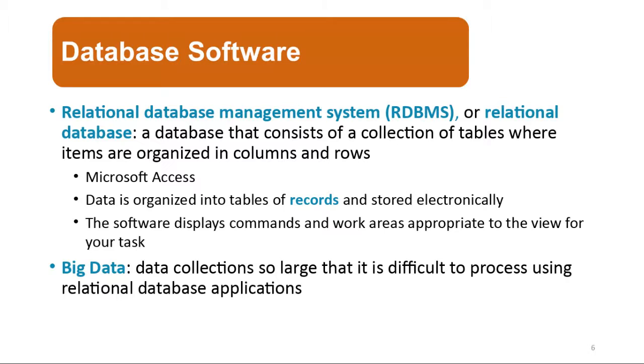Where a column intersects a row, we call that a field of information, and a row of information is considered a record. In Excel, we had worksheets. In relational databases, we're going to be working with something called tables. And so we'll go into a little more detail about that in a minute. And then this just talks about big data again.